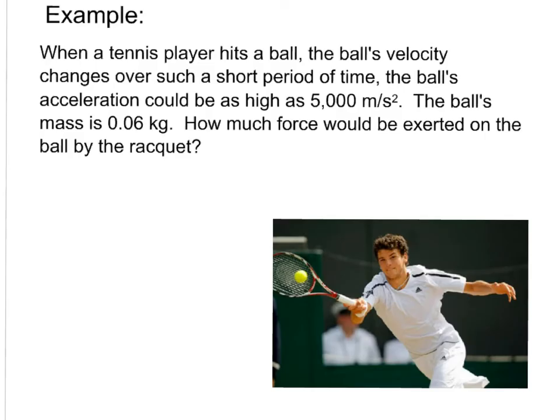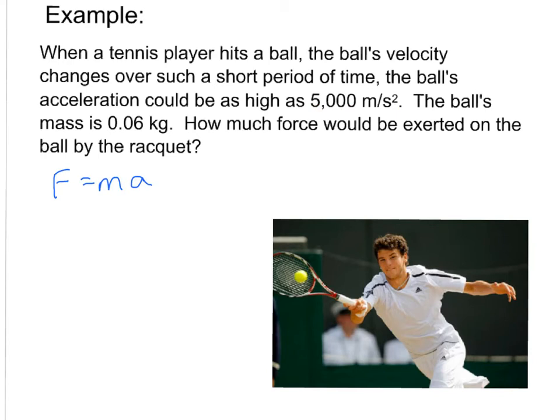So let's try a little example here. When a tennis player hits a ball, the ball's velocity changes over such a short period of time that its acceleration could be as high as 5,000 meters per second squared. Wow. The ball's mass is 0.06 kilograms. So how much force would be exerted on the ball by the racket if it were indeed reaching this much acceleration? Let's write down our equation that we just learned, and let's write down what we know.